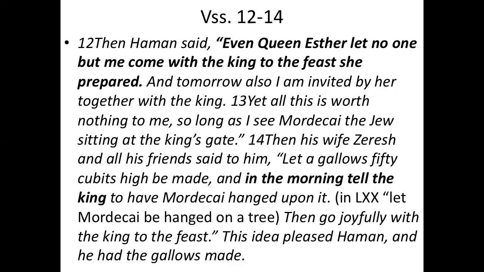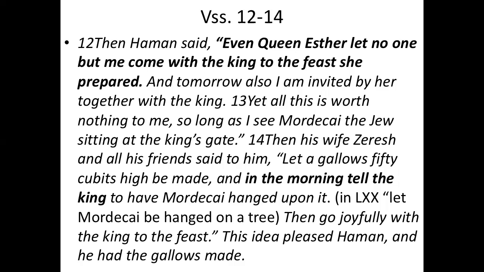It's kind of like the way we are, right? Where we can't even accept something because of one person's opinion about us, so he can't let this go. Then his wife Zeresh and all his friends said to him, "Let a gallows fifty cubits high be made." That's really high, like 60 feet high. "And in the morning, tell the king to have Mordecai hanged on it." So they're saying, you know what? In the morning, just go over to the citadel and tell the king that you're going to do this.